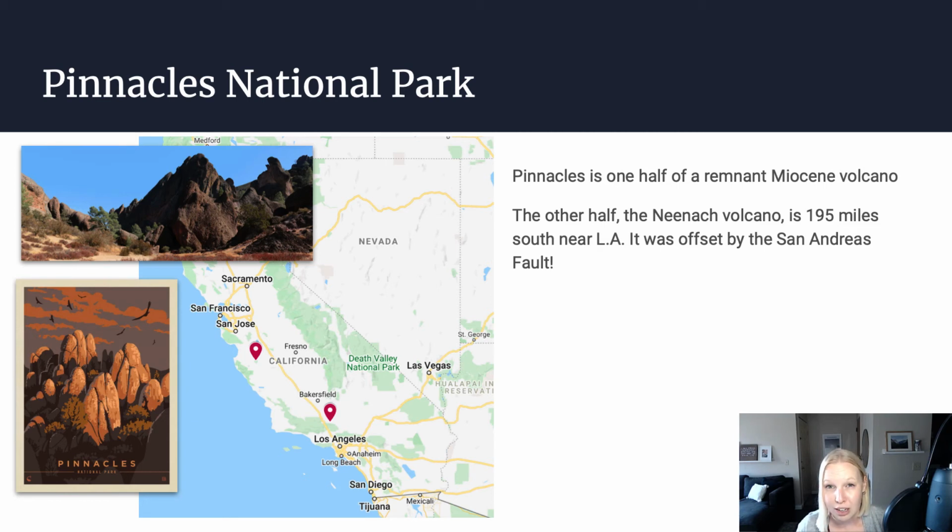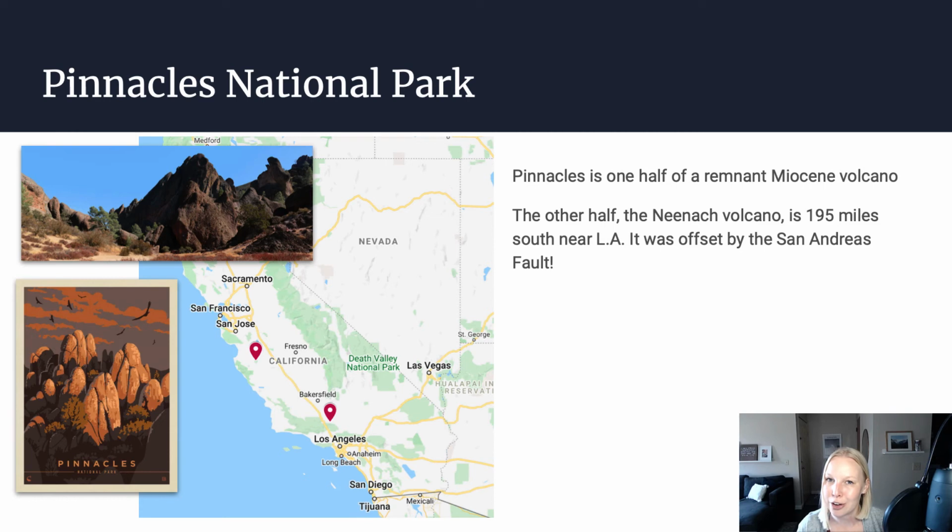You don't have to travel very far to see this. If you go to Pinnacles National Park, which is one of our newest national parks in the United States, if you were to go and visit Pinnacles, you would be looking at an ancient Miocene age volcano. So the national park is basically made up of a lot of volcanic rocks. But what's interesting about it is Pinnacles is only one half of a volcano, and the other half of Pinnacles is actually down in Southern California, and it's called the Neenach volcano.